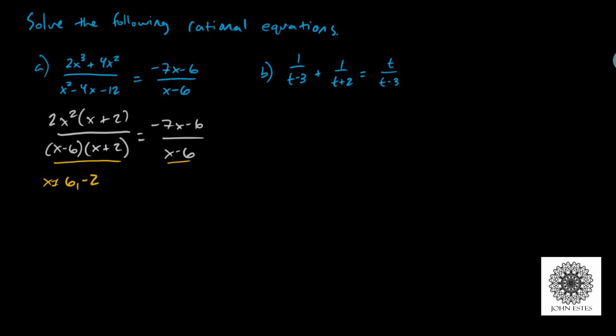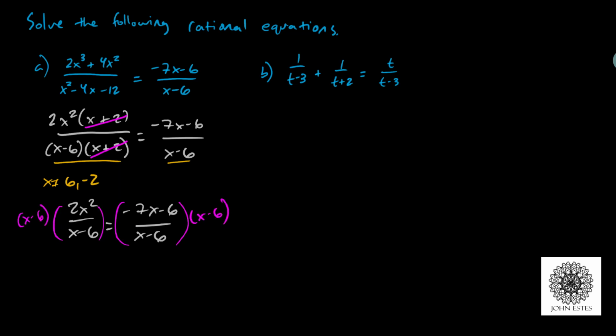Okay, so now what I also notice is the x plus 2 can cancel out on the numerator and the denominator. So I end up with 2x squared over x minus 6 equals negative 7x minus 6 over x minus 6. Okay, so now to clean this up, we want to get rid of those denominators. So what I do is I multiply both sides of my equation by the denominators. In this example, I'm left with the same denominator on both sides. So all I have to do is multiply in x minus 6 on both sides. And when I do that, I'm going to cancel out the x minus 6 out of both sides.